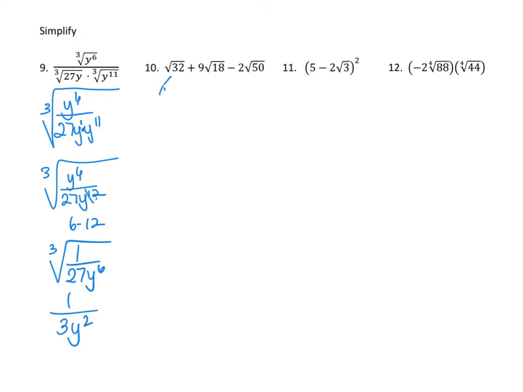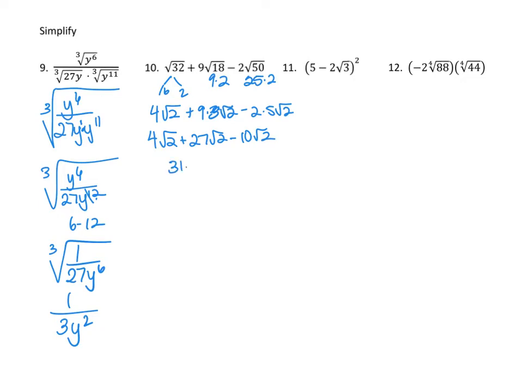This is 16 times 2, so that's 4 square root 2. This is 9 times 2, so 9 times 3 square root 2. And this is 25 times 2, which is 2 times 5 square root 2. So that's 4 square root 2 plus 27 square root 2 minus 10 square root 2. 31 square root 2 minus 10 square root 2 is 21 square root 2.